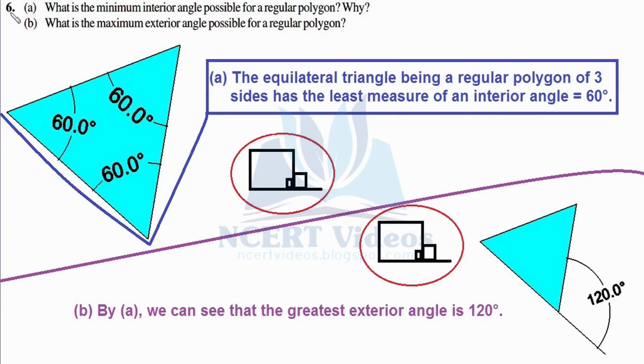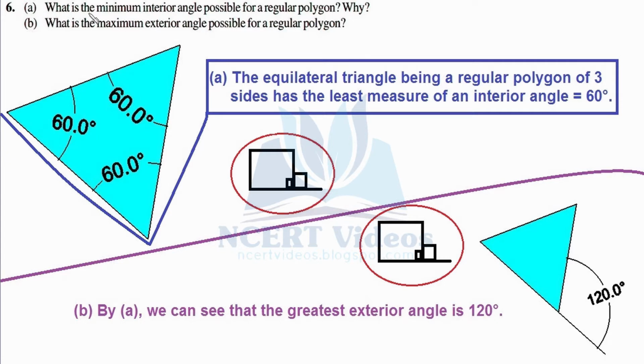Mathematics Class 8th, Understanding Quadrilaterals, Chapter 3, Exercise 3.2, Question number 6. A part: What is the minimum interior angle possible for a regular polygon? Why? B part: What is the maximum exterior angle possible for a regular polygon? Let's focus our attention on A part.